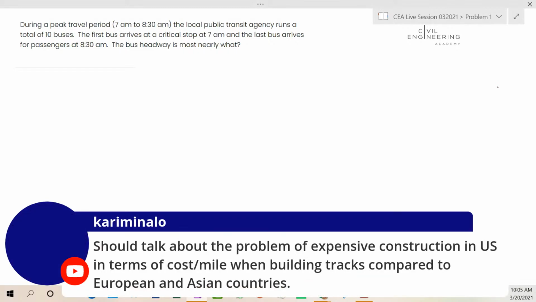How about your opinion on this from Caramelino? Sorry, I probably slaughtered that. Should we talk about the problem of expensive construction in the U.S. in terms of cost per mile when building tracks compared to European and Asian countries? That's an interesting question.